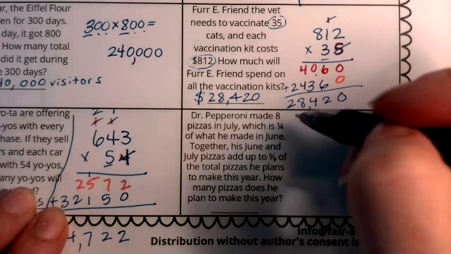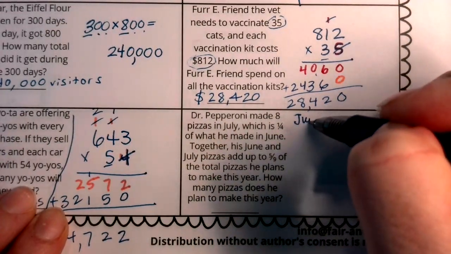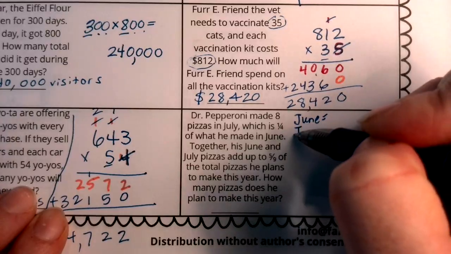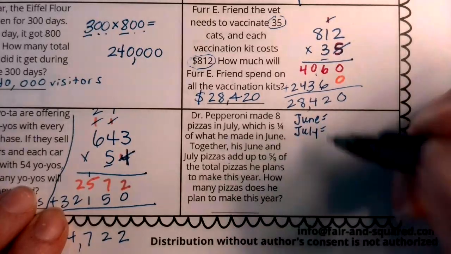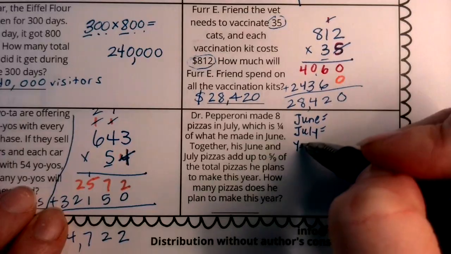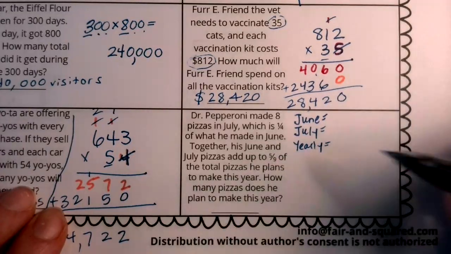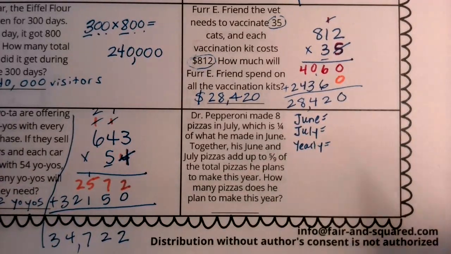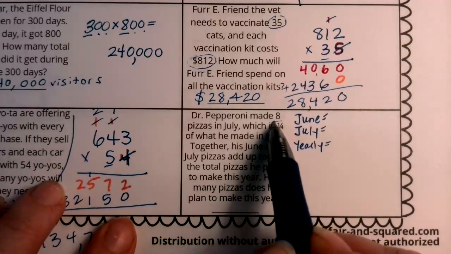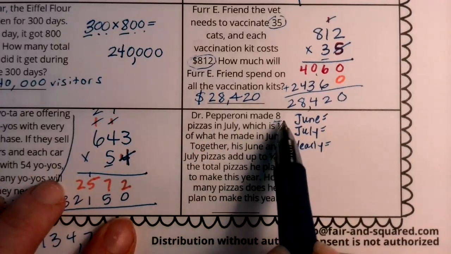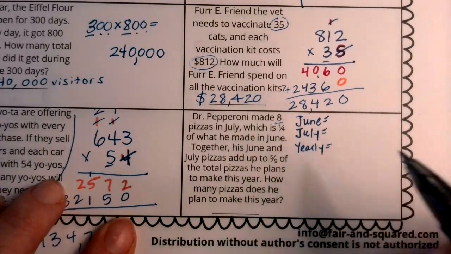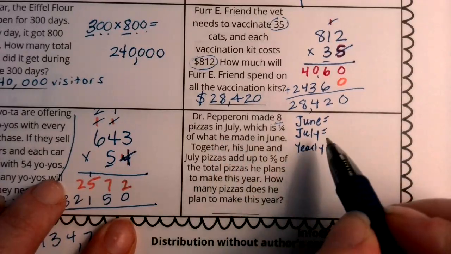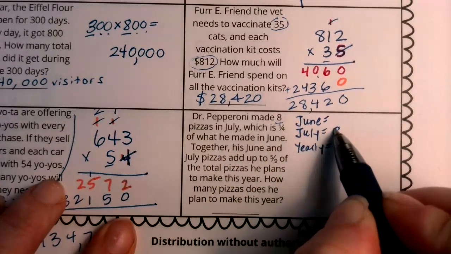Well, what I want us to think about is let's almost write this out and let's think about this by month, June and July, and then we're going to think about the yearly amount of pizzas he wants to make. The only one that is recorded directly as a number is the 8. So the 8 represents how many he had in July, right? I'm going to put an 8 here.